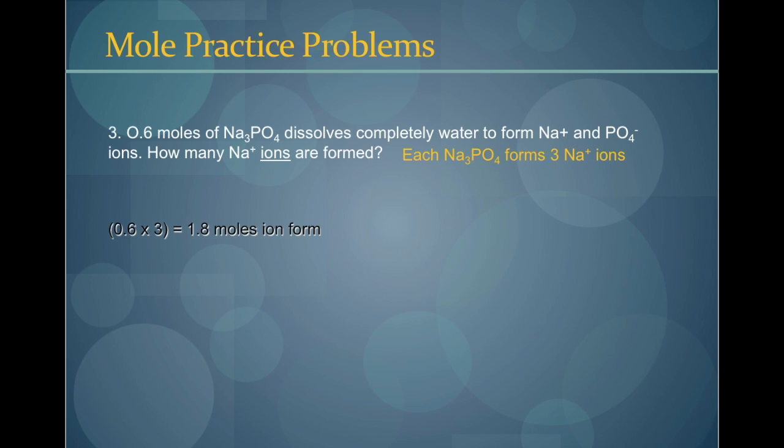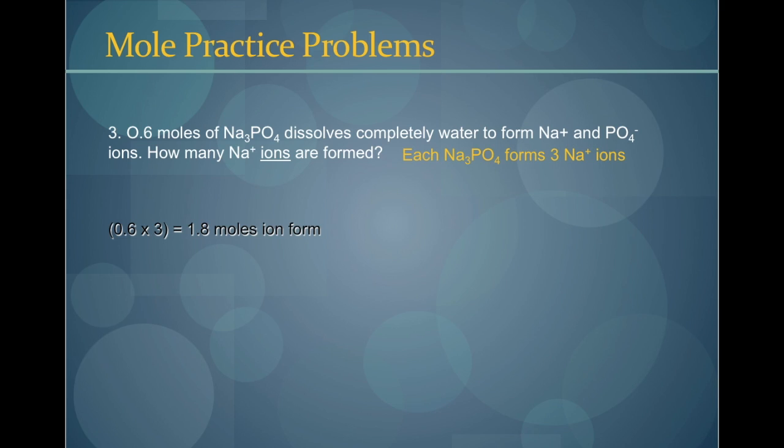And again, let's look at what we're actually trying to solve here. So we know that we have 1.8 moles of sodium ions formed, but we want to know the exact number of ions, not the moles of ions, the exact number of ions.